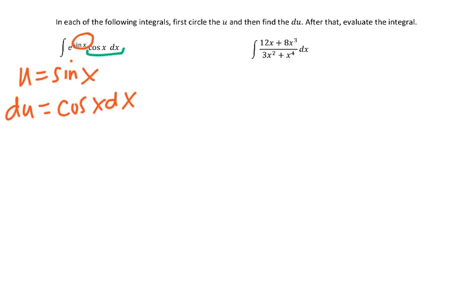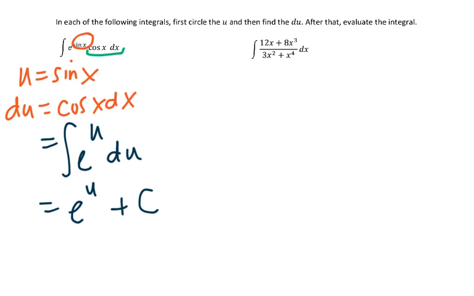So there are sort of two ways to do this. You can solve for dx and substitute and then cancel, or you can notice that this is rewritten as e to the u. Remember, I replaced this sine x with a u, and then all that stuff, cosine x dx, was my du. And now I'm going to take the antiderivative.